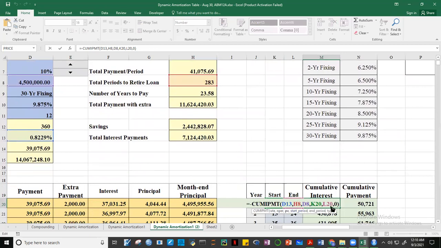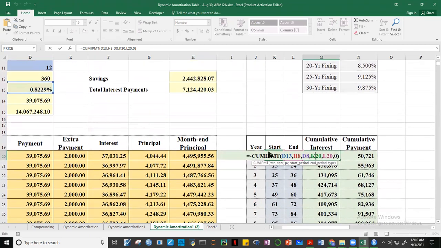And then D8, this will be your present value. Okay? And then the start period will be this start, and then the end for year 1, that's 1 to 12, right? So this is actually our K20, that's 1, no? Then this L20, that's your 12. And then 0, you have to include 0 because it won't work if we don't specify whether it's annuity due or ordinary.